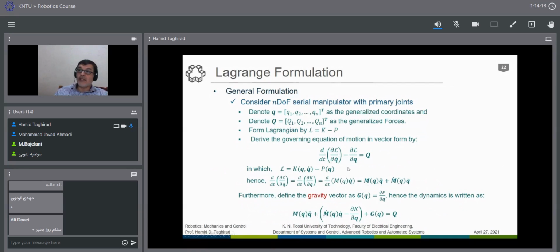And from the next part, as you can see, partial L with respect to q, we have both of them a function of q. So the L1 comes here, and L was K minus P. The P1 comes here. And if we have the partial of P with respect to q, we can define the last term as the gravity term, the terms that gravity will contribute to the system.